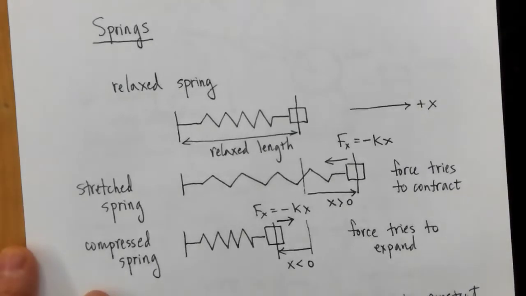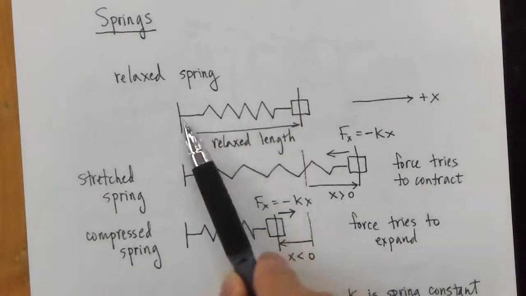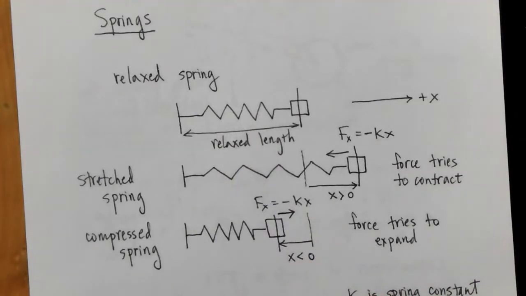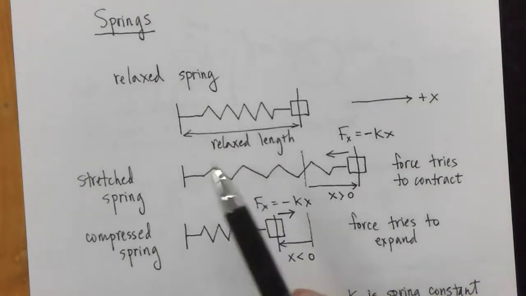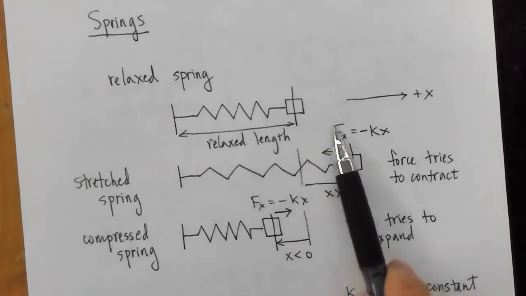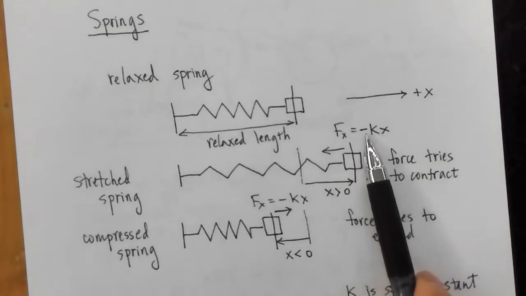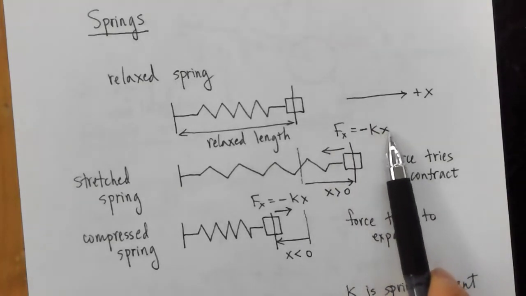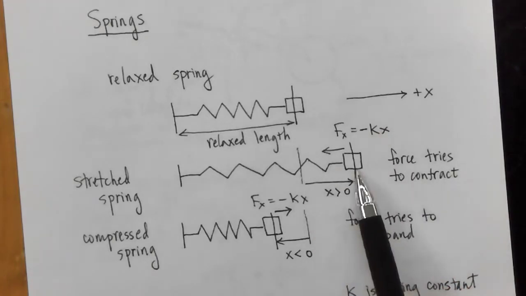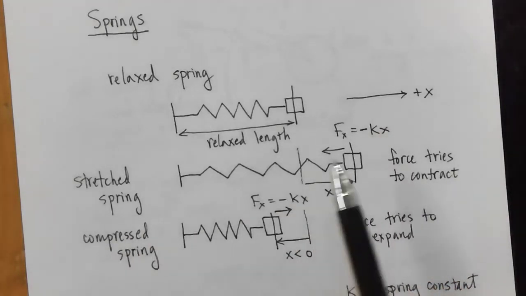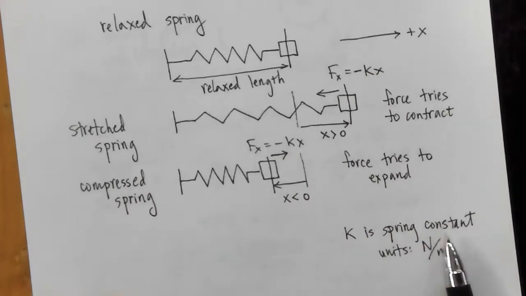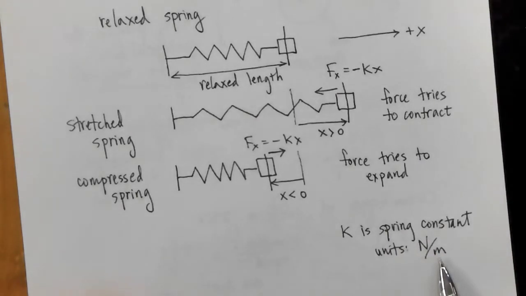Okay, so when we have a relaxed spring, there's some relaxed length. If it's hanging from the ceiling, there's some equilibrium length. If we extend the spring by some distance x, then we have a force F, and the component in the x direction is minus k times x. It's proportional to the amount you stretch it. And k is the spring constant. It has units of newtons over meters.